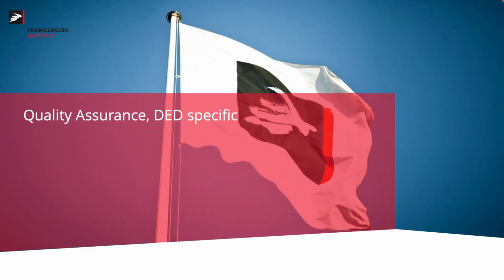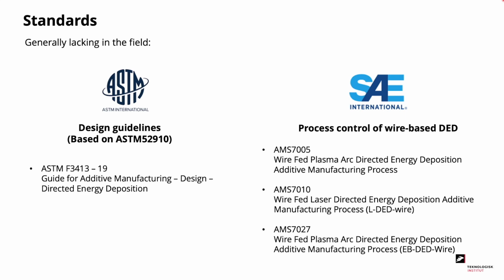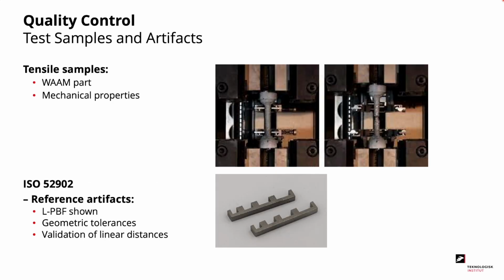Now we will have a look at quality assurance for directed energy deposition. Generally, there is a lack of standards in the field, but for design guidelines, you can use the standard to the left, and for process control guidelines, you can use the 3 standards to the right. For quality control, you can use test samples and artifacts. For tensile samples, we have here shown some WAM parts, which you can then test and obtain the mechanical properties.